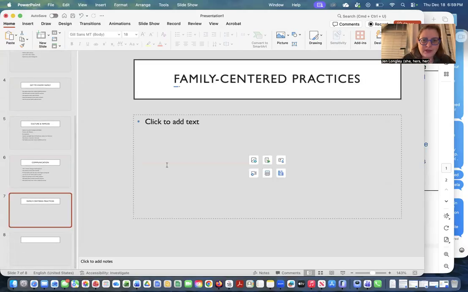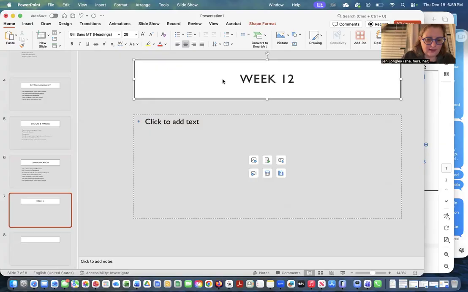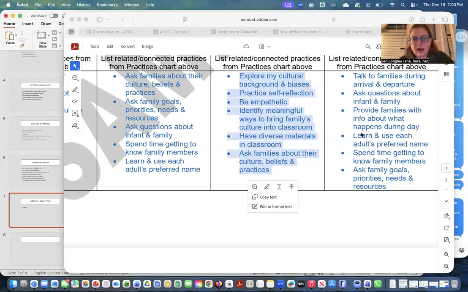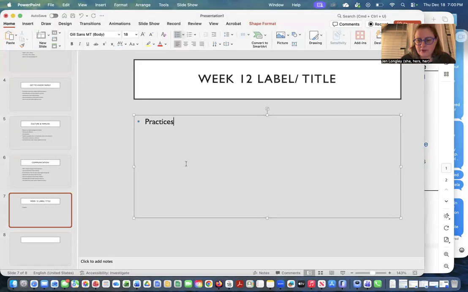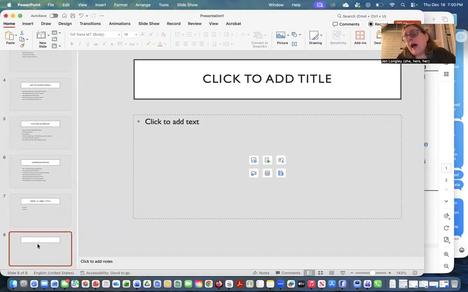Then you're going to do the same thing. Sorry, this shouldn't say this here. This should be your week 12 label title. And then the practices, you're going to copy the same practices. Same thing like I did from my week 5 chart, but I'm gonna have those practices that were sorted. Okay, you're just gonna make a list of them, and you're gonna do that. You should have probably about 8 practices, maybe 7, because maybe there's some overlap.